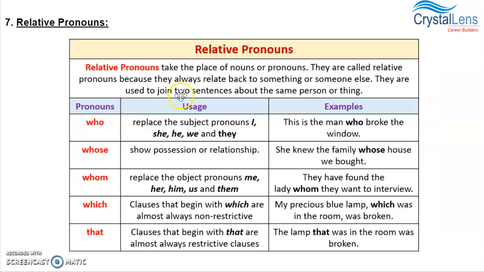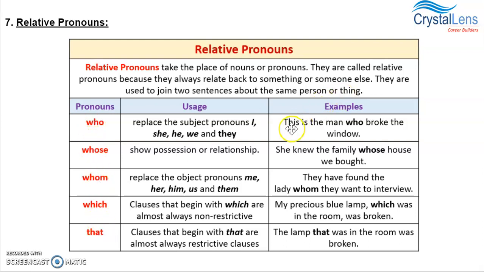Next pronoun is relative pronoun. These are pronouns that relate back to something or someone, and we usually use them when we are trying to join two sentences together about the same person or the same thing. Just like the other pronoun we discussed, take note of when you use who, whose, whom, which, and that.